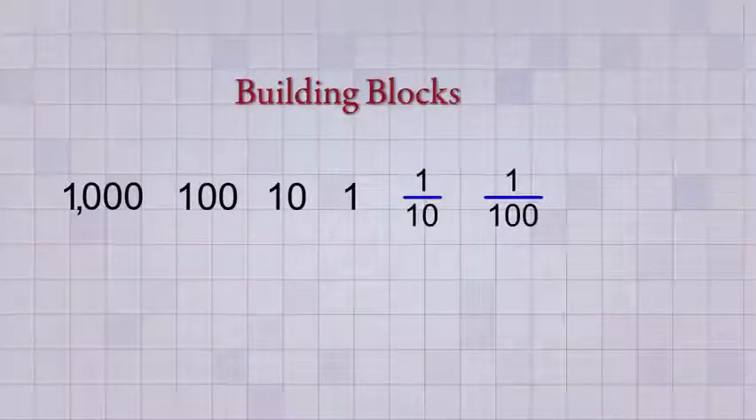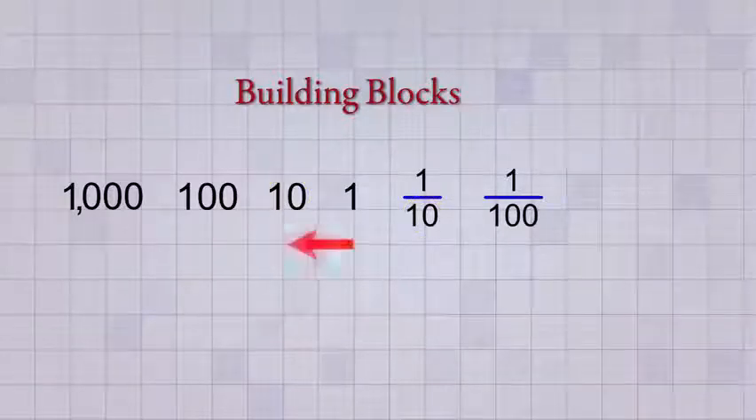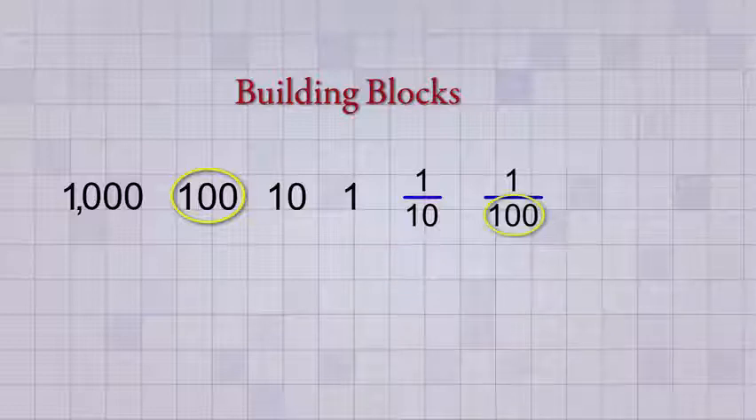We could keep on dividing with our number line to get smaller and smaller building blocks, but I'll show you an even easier way to find them. Let's list the building blocks we have so far. Notice that on this side of the 1, the first building block is 10. And on the other side of the 1, the first building block is 1 over 10. And back on this side, our next building block is 100, and on the other side, it's 1 over 100.